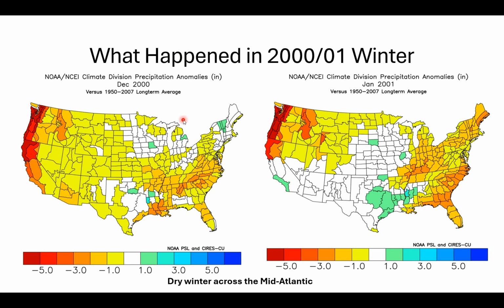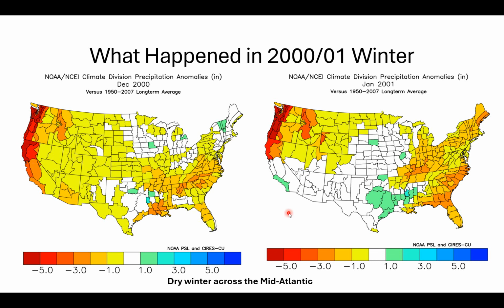We looked at what happened precipitation anomaly-wise. December 2000 here on the left, yellows and oranges drier than normal, and then white indicates near normal precip. If it's green, it's slightly above normal precip. For December 2000, it was very dry across the mid-Atlantic. It was also extremely dry across coastal sections of Washington State, Oregon, and down the coast of California.